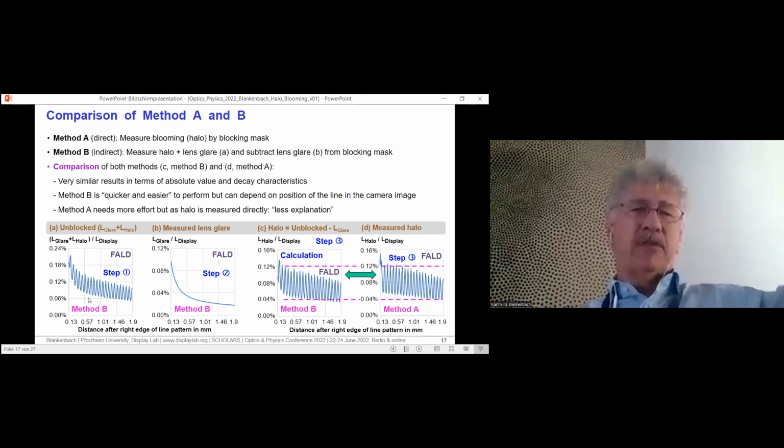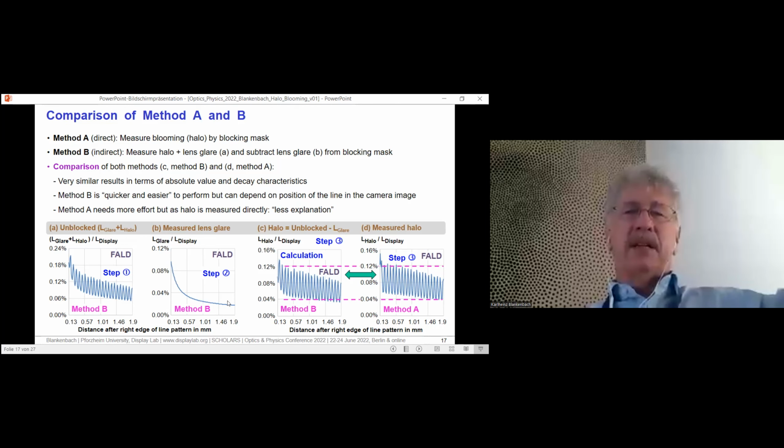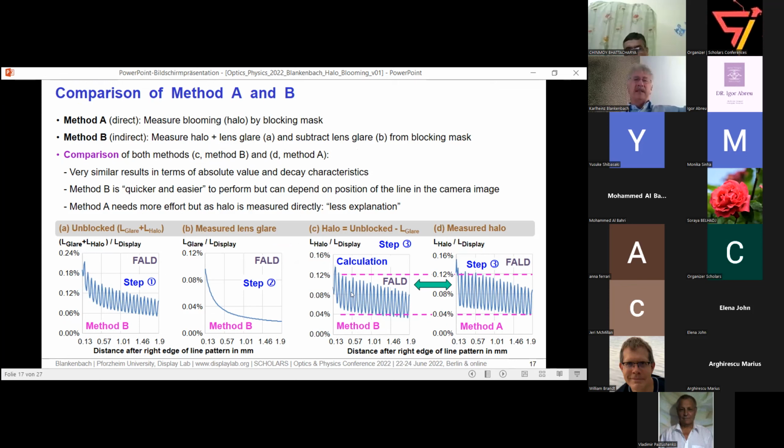First is the measurement, and this modulation comes from the pixels. So we measure really at pixel resolution. If we smoothen that with a moving average filter, we get the result for the fault LCD 60K. And then we subtract the measured lens glare of step 2, and this is our result. We compare this now to method B, and you see it's roughly the same.